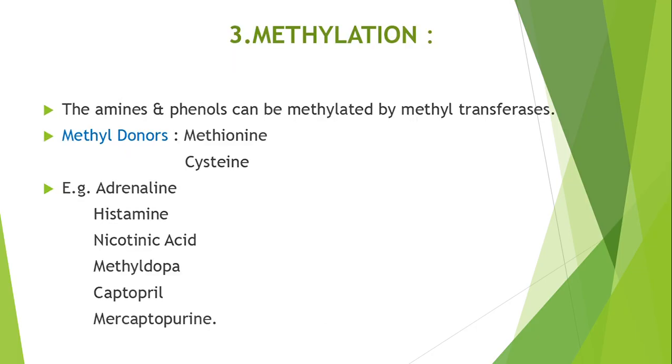Then methylation. The amines and phenols can be methylated by methyltransferases, with methyl donors such as methionine and cysteine. For example, adrenaline, histamine, nicotinic acid, methyldopa, captopril, mercaptopurine; these are examples of methylation.